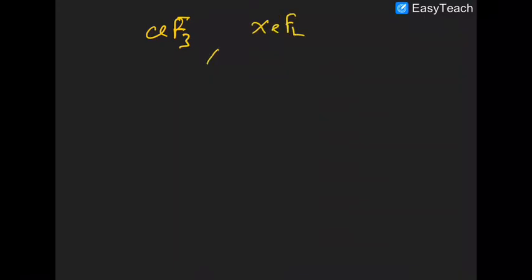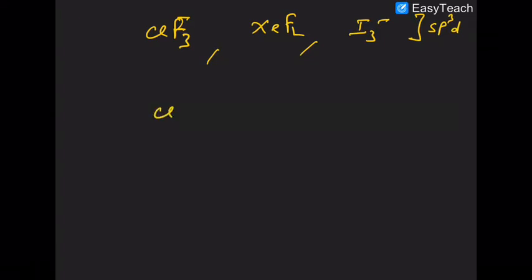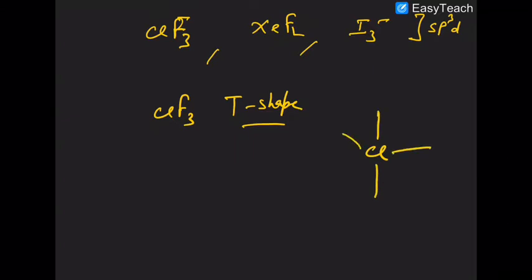Now similarly, you have ClF3, you have XeF2, you have I3 negative. All these structures are what? They are sp3d, but ClF3 is bent T shape. Why? Because two of the equatorial positions are taken up by lone pairs.